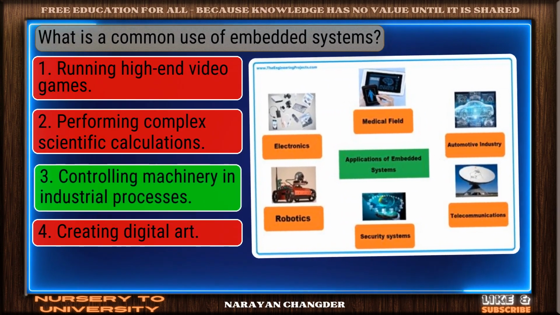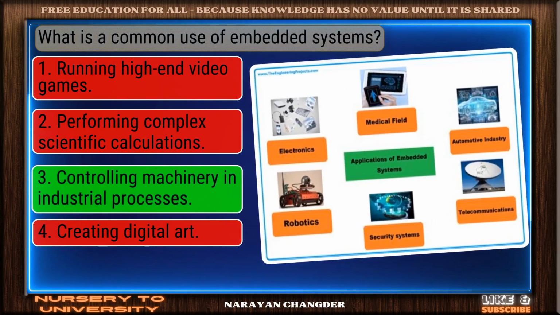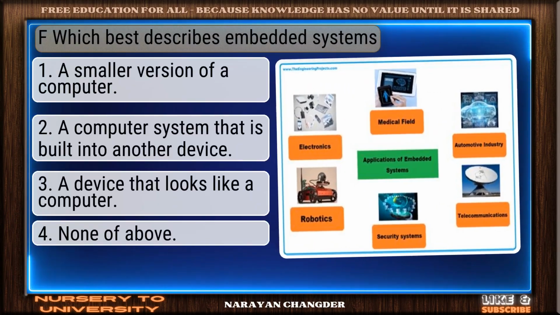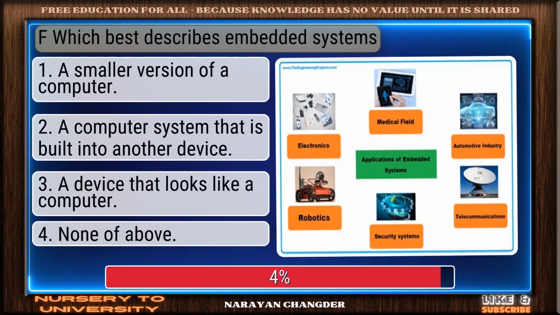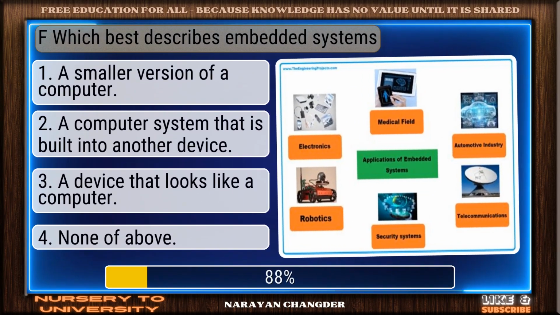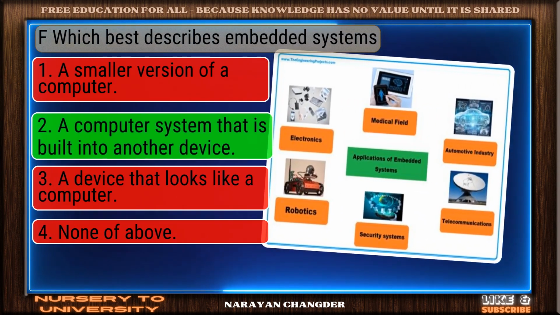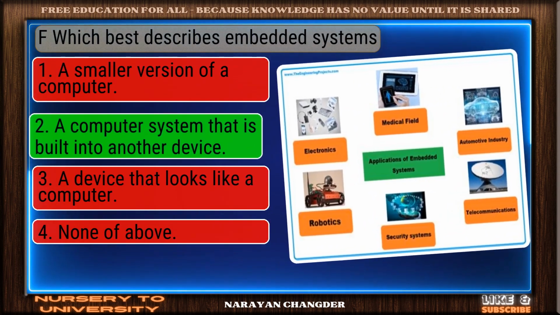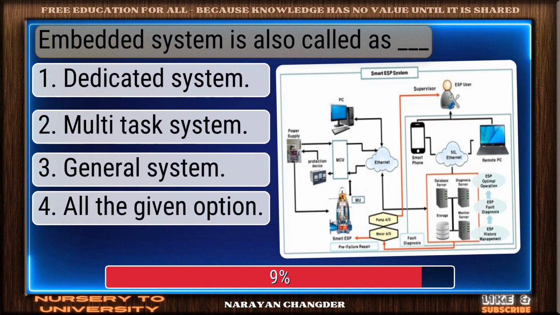Excellent. Controlling machinery in industrial processes is a brilliant choice. Question number 57. Which best describes embedded systems? Solid response. A computer system that is built into another device is a valid choice. Question number 58. Embedded system is also called as dash.